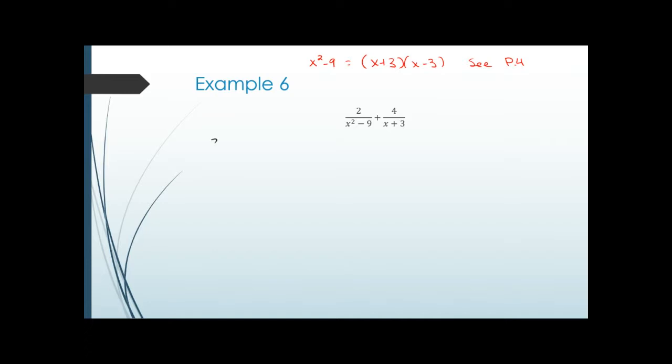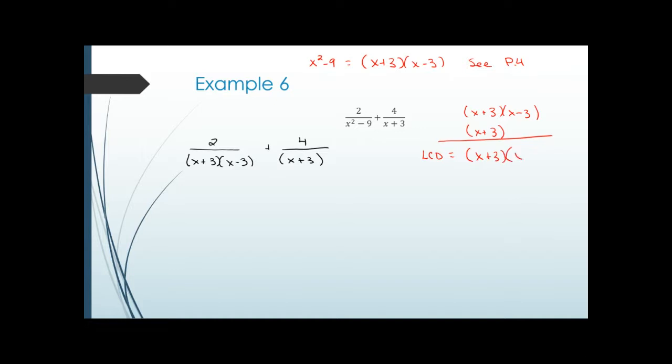So I'm going to now rewrite this. We have 2 over x plus 3, x minus 3, plus 4 over x plus 3. Now we need to look for a common denominator. So on the first fraction, our denominator has x plus 3, x minus 3. The second fraction has x plus 3. So our common denominator is going to have an x plus 3 and an x minus 3.